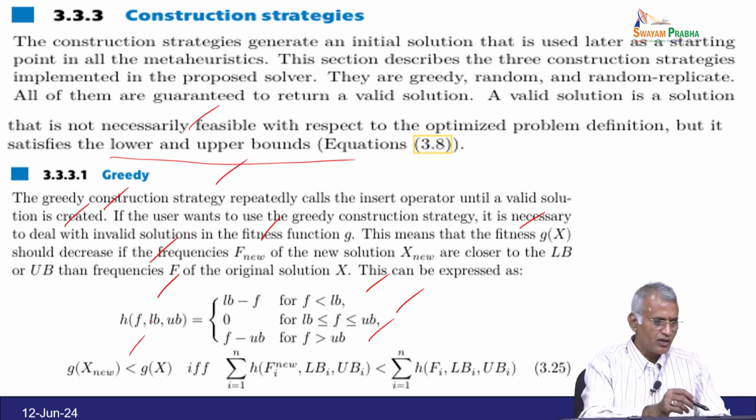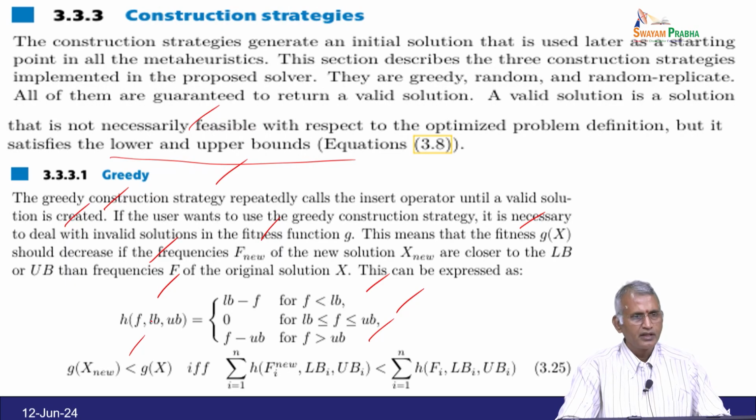So, g of x nu is less than g of x if the summation from I equal to 1 to n of h of fi nu, lbi, ubi is less than the summation from I equal to 1 to n of h of fi, lower bound and upper bound.